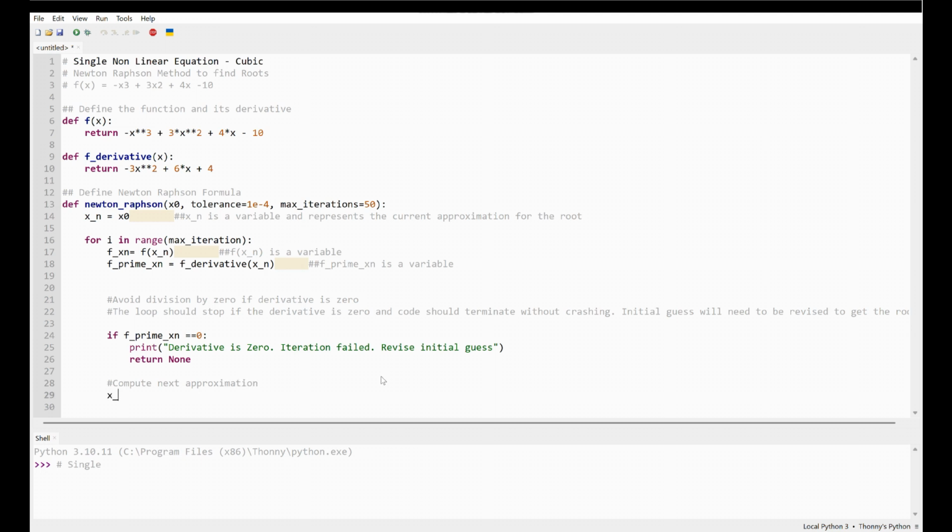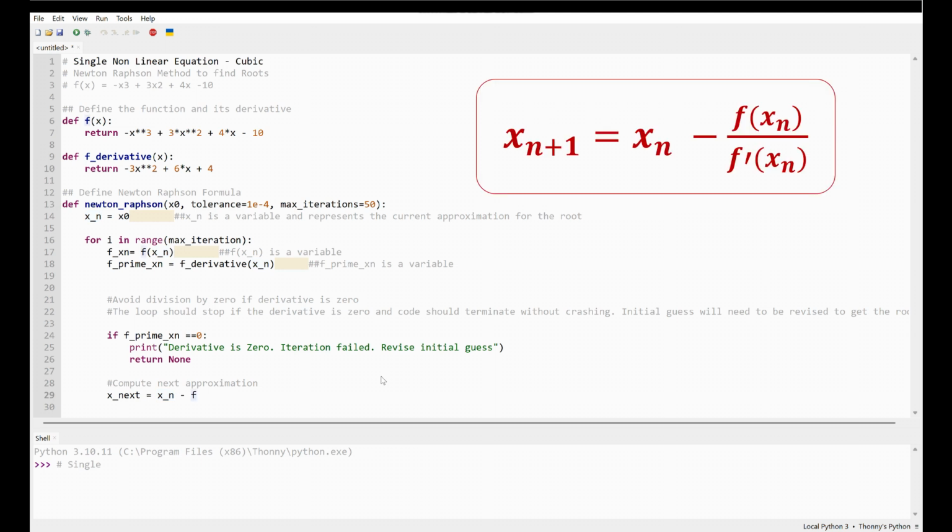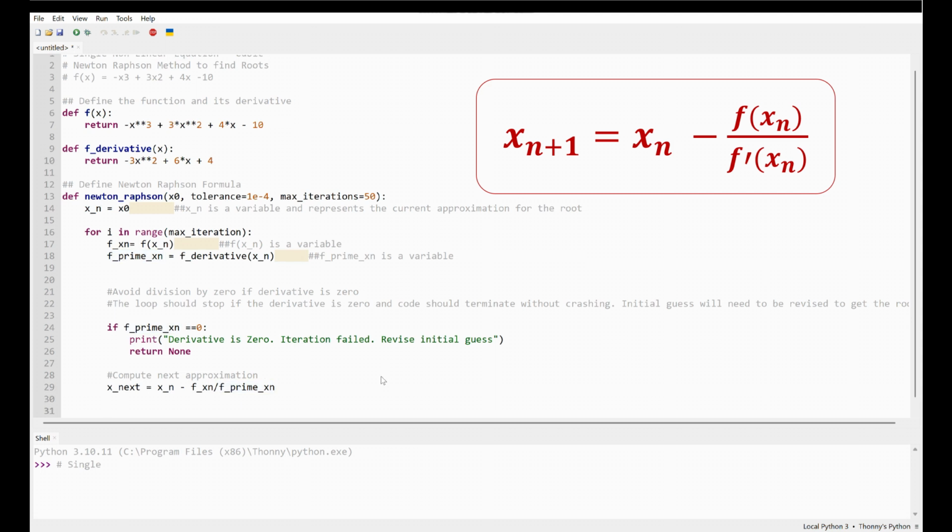And now I'm going to write the Newton Raphson formula to compute the next step. So based on the formula, that will be x next equals to xn minus f(xn), which is the value of function at xn, divided by f prime xn.